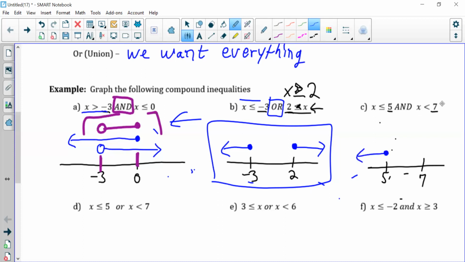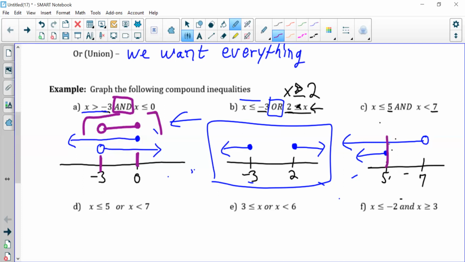And X is less than 7, just less than. So empty circle, and less than, we're going to go to the left. All right, for my solution though, I just want where they overlap. So they don't overlap over here by my 7. They don't overlap until they get to the 5.